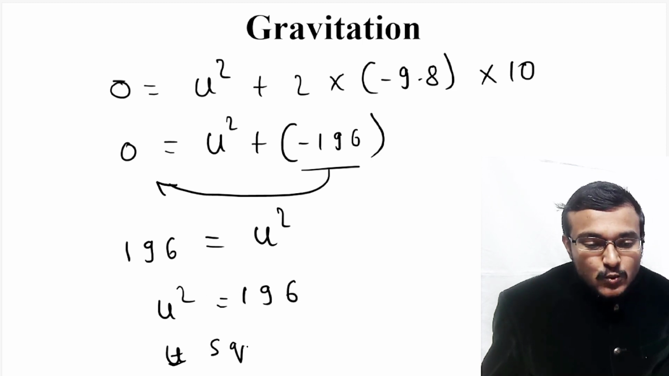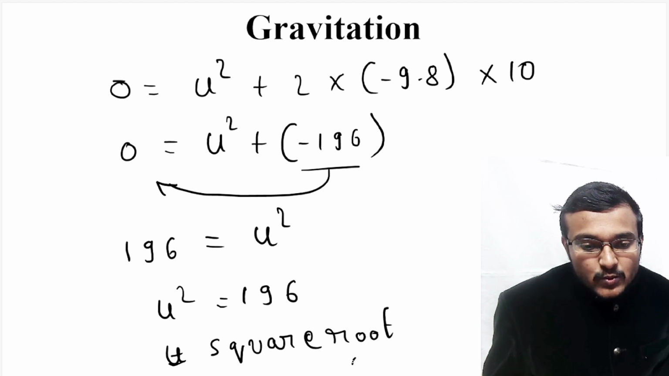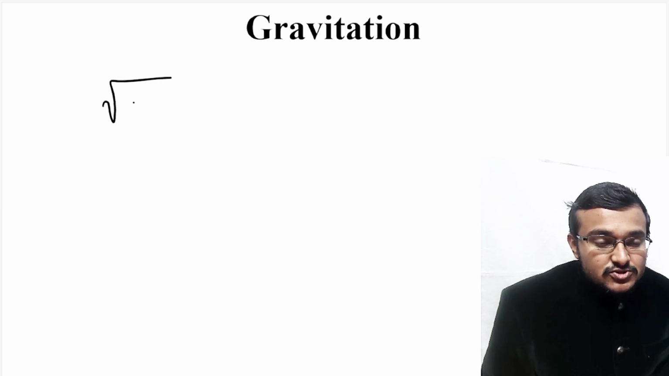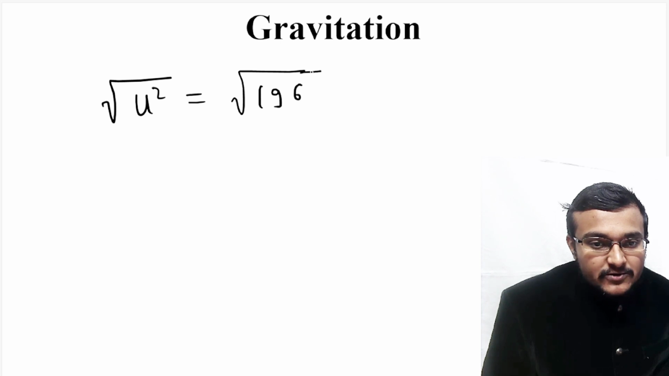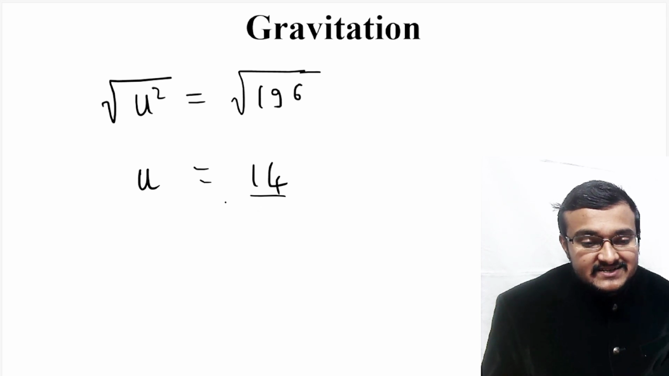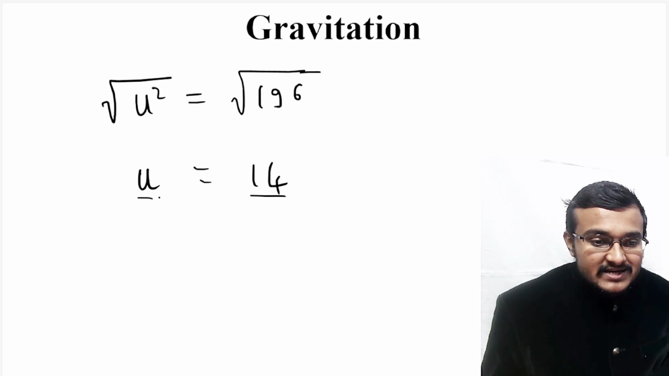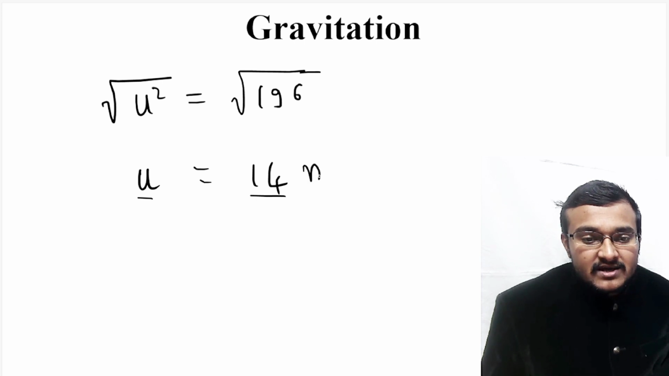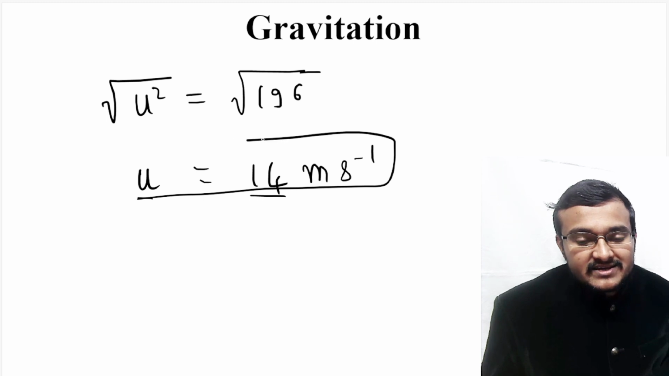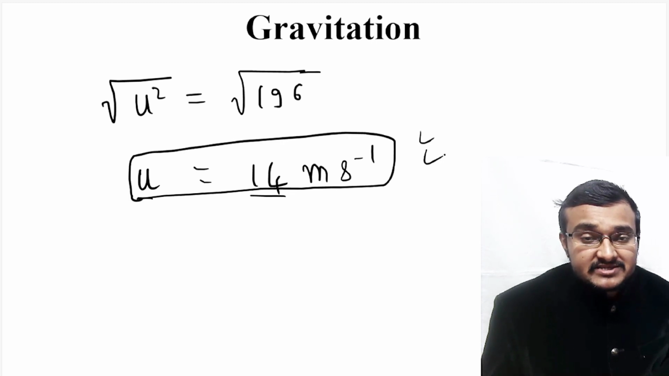So now you can take square root on both sides. So when you take square root on both sides, u square will be having square root and this 196 will also have square root. So when you take square root of u square, it will be equal to u. Now when you take square root of 196, that is equal to 14, and when you take square root of u square, that will be u. So u is equal to 14. So SI unit is meter per second. So now you have got the initial speed, that is 14 meter per second.